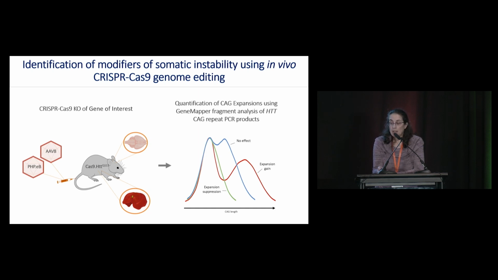And injecting AAVs, either PHPEB, which can target the brain, or AAV8 targeting the liver, and measuring the effect of knocking out specific genes on repeat instability in either the liver or the brain. The liver, I didn't say, exhibits very high rates of expansion, as does the striatum. It provides a really good readout for screening modifiers.